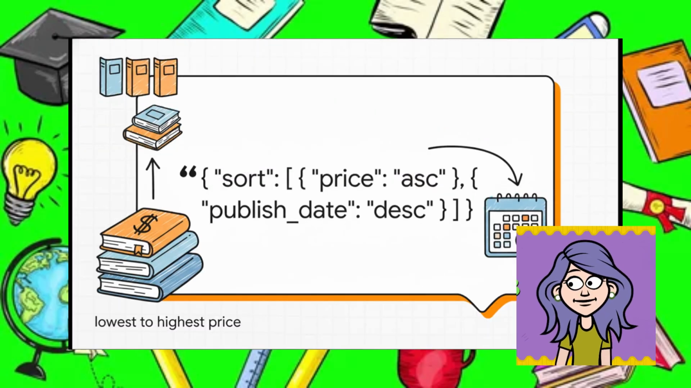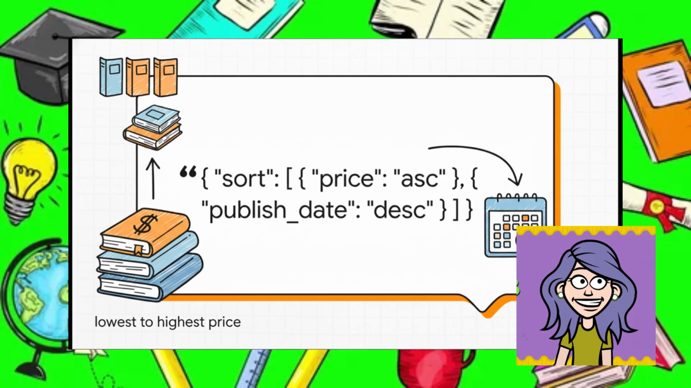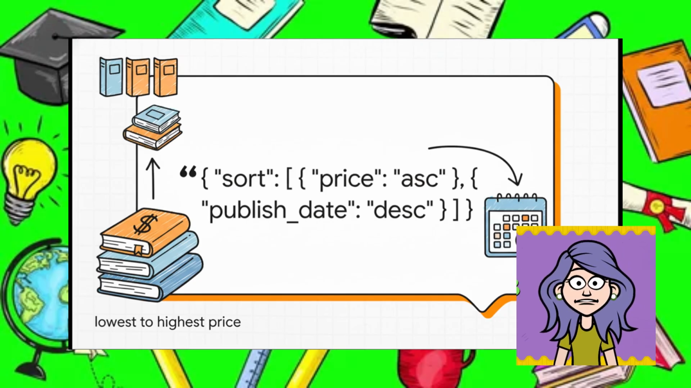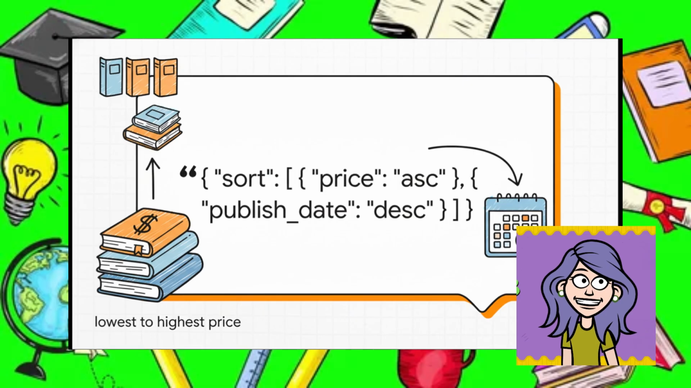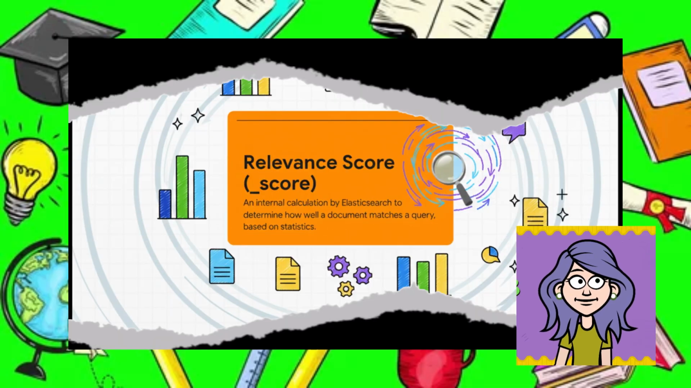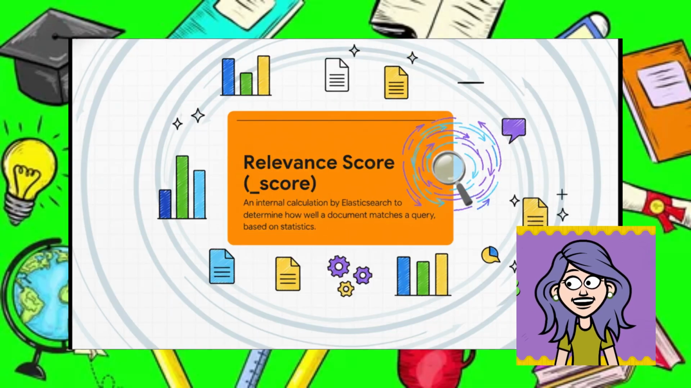Now, what's really cool here is that sorting can have layers. We're telling Elasticsearch, okay, first, sort everything by price, from lowest to highest. But what happens if two books cost the exact same amount? Well, then we say, use the publication date as a tiebreaker and put the newest ones first. It's super flexible.